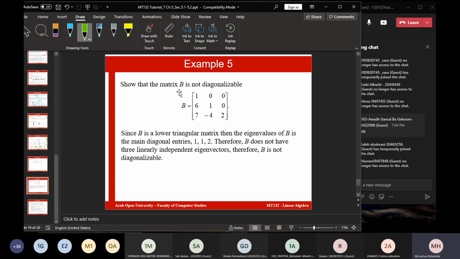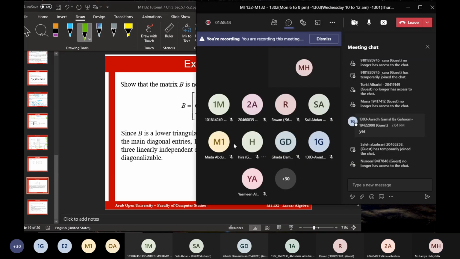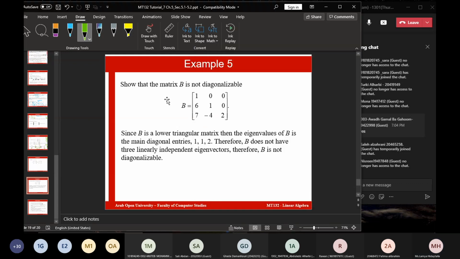Okay, this shows that the matrix B is not diagonalizable. We want to see whether the matrix B is diagonalizable or not. Can anyone tell me whether this is diagonalizable or not, and why? I'm waiting for an answer. This one, is it diagonalizable or not?